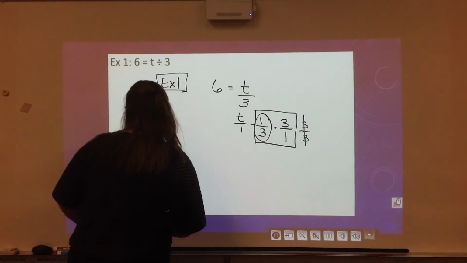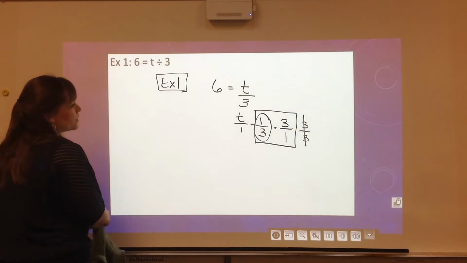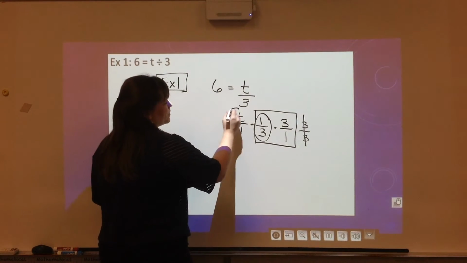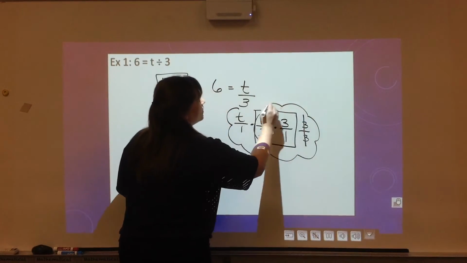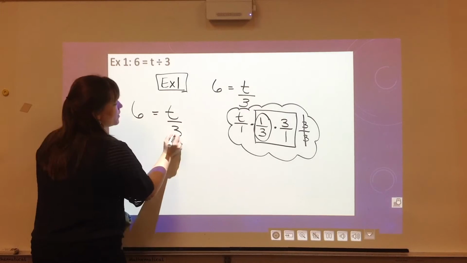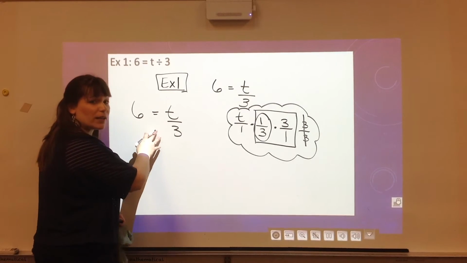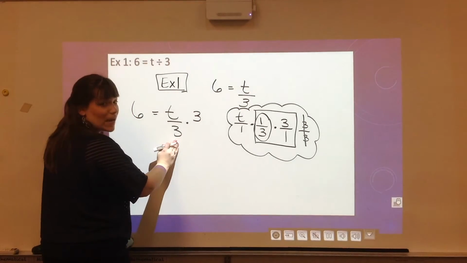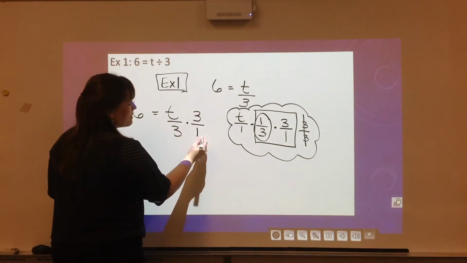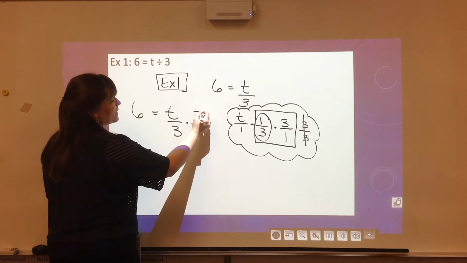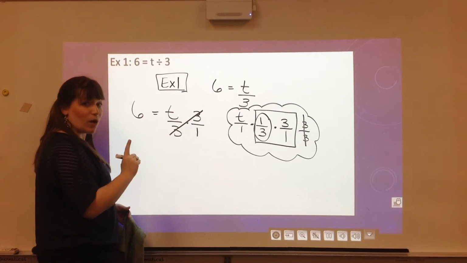So let me show you how that's going to work. I'll leave this here, but this is my thoughts, and I'm just going to rewrite this over here so you can see it. So I'm dividing by 3. I want to get rid of it. I have to multiply it by the denominator. Technically, I'm multiplying it by 3 over 1. When I do that, this becomes a 1.